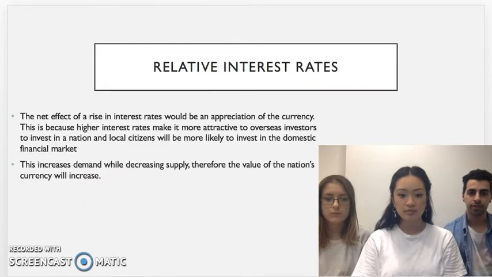The traditional view is that an increase in a nation's interest rates generally leads to a rise in capital inflow, which increases demand for the currency, while at the same time discouraging capital outflow, therefore decreasing the supply of the nation's currency. There is a rise in capital inflow as more overseas investors want to take advantage of the high interest rates for a better return, and Australia is investing a greater proportion of funds in the domestic financial markets, therefore decreasing supply of the currency.